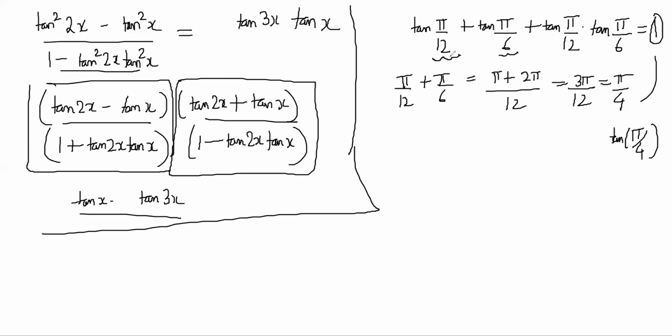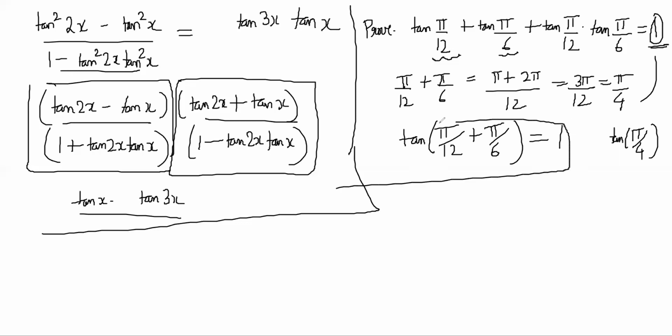So now you need to express this. You can write this as pi by 12 plus pi by 6, no? But what to do with the plus tan pi by 12 tan pi by 6? I'm sure it will work out nicely. Let's see. We have to prove that this is 1, no?